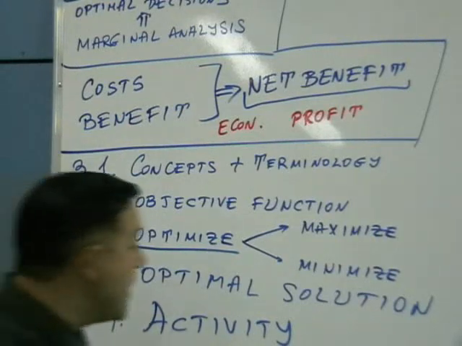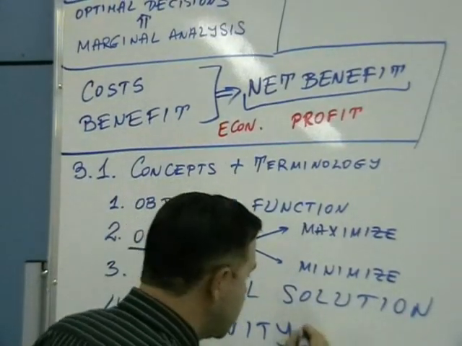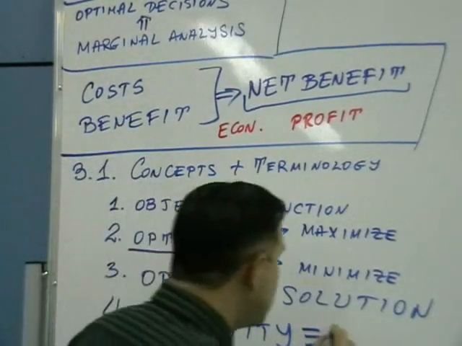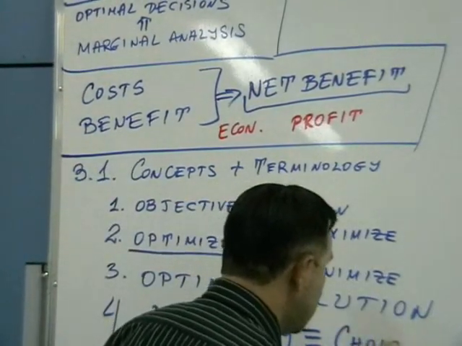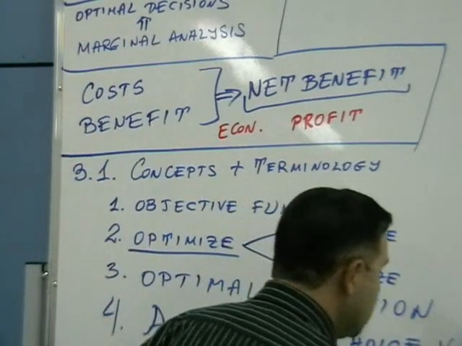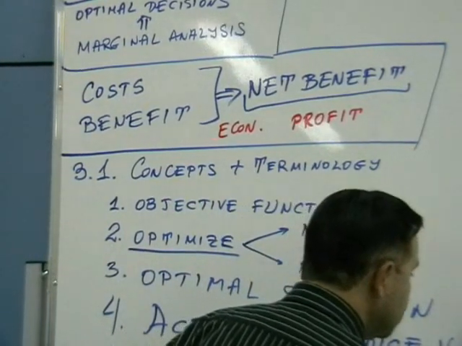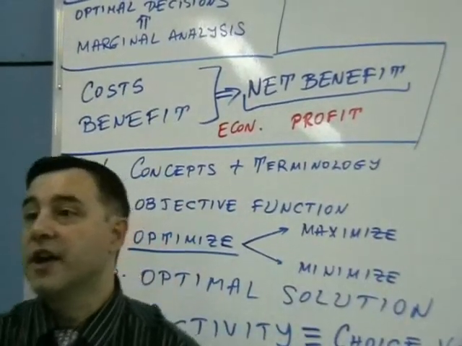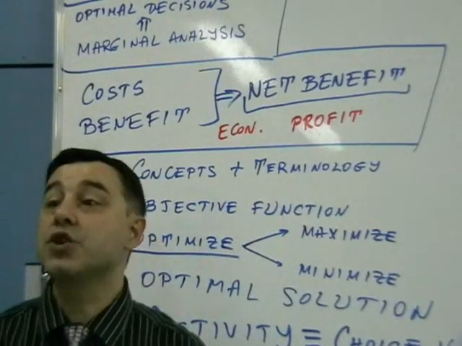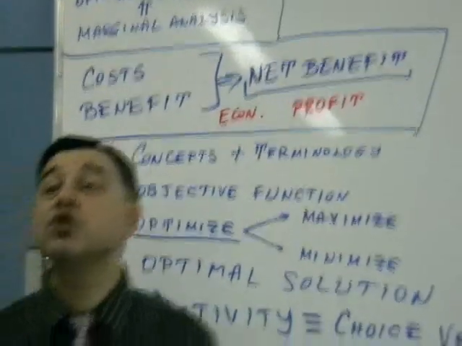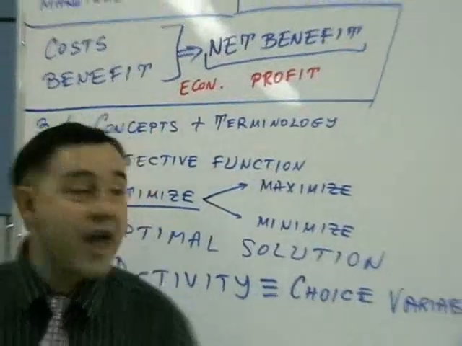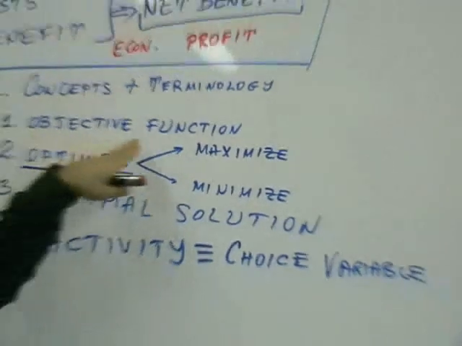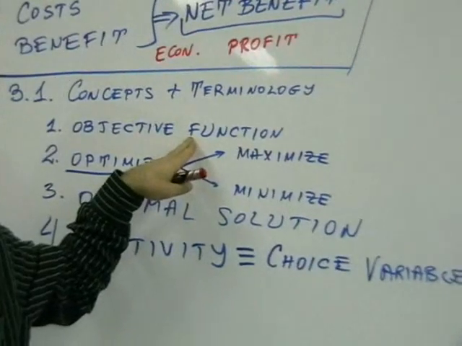But overall, the activity is the same as what, usually in mathematics, is called the choice variable. Choice variable, okay? This is something that you have control over and that you choose so as to maximize something else. That something else is the objective function, okay?